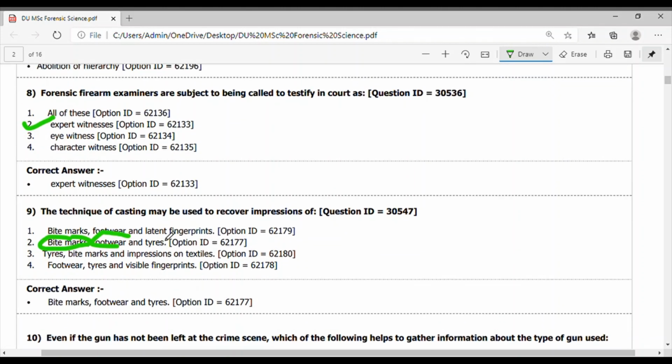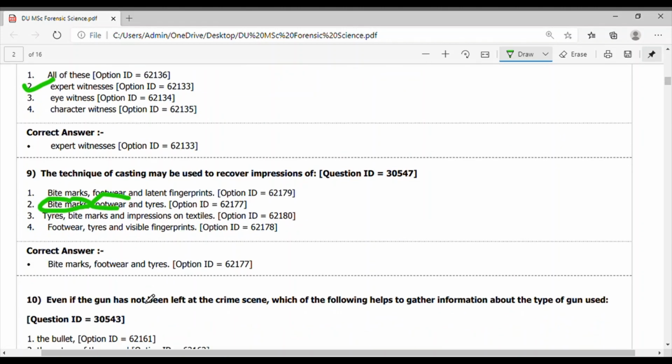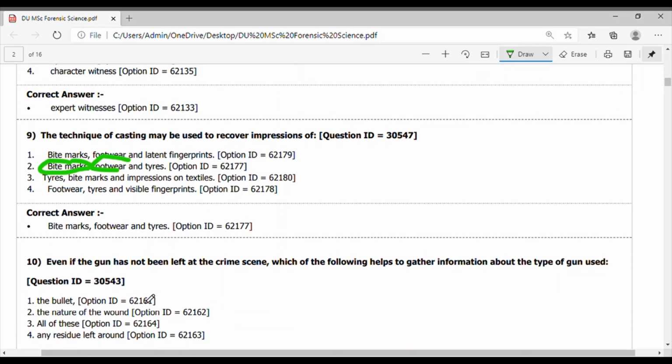Okay, then another, the 10th question, is even if the gun has not been left at the crime scene, which of the following helps to gather information about the type of gun? If there is no gun, then how can we prove that there is a gun and the type of gun?